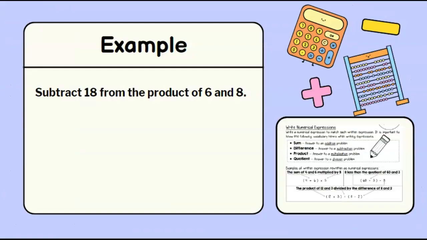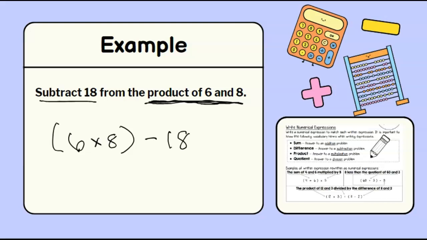So, for example, I have subtract 18 from the product of 6 and 8. It's telling me that I want to subtract 18 from the product, so from the answer of multiplying 6 and 8. So I'm going to multiply 6 and 8 first, and then I will subtract 18 from it. This is the numerical expression that represents this written expression.